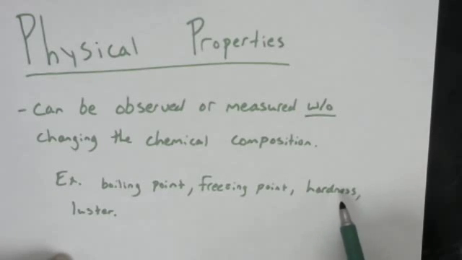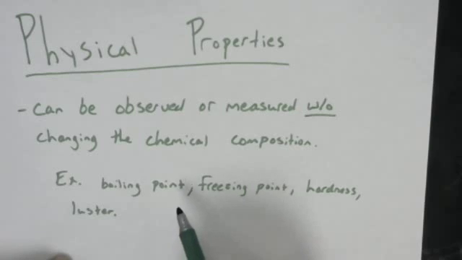Also, how hard is the substance? Testing the hardness is not going to change the composition. Neither is luster, that means shininess. Also, we can do malleability, which means the ability to be bent but not broken. So anything we can observe with our physical eye, color, shape, anything like that is going to be a physical property, something that can be observed without changing the type of matter.